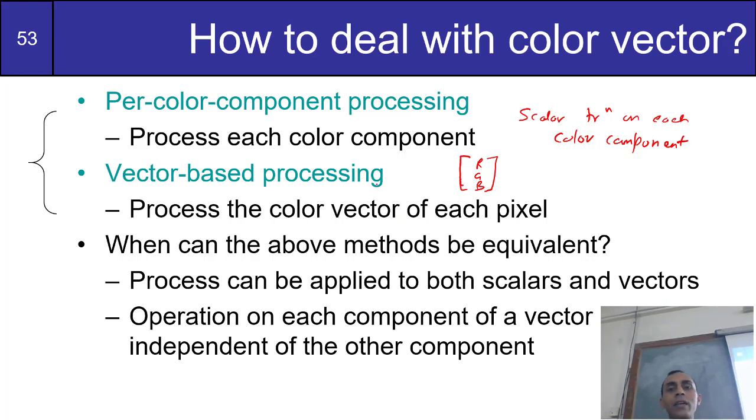Most of the time we'll see that doing either way will give the same result, because most of the time both ways are equivalent methods, depending on the transformation that you are doing. For example, if you are doing a simple averaging operation, doing an averaging operation on each component separately and doing an averaging operation on a vector will both give the same result. So that depends on the operation that you are performing.